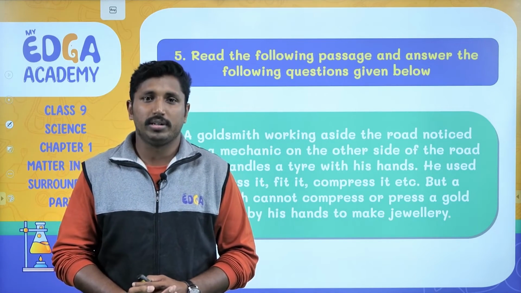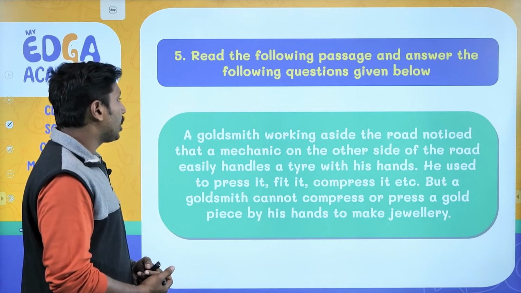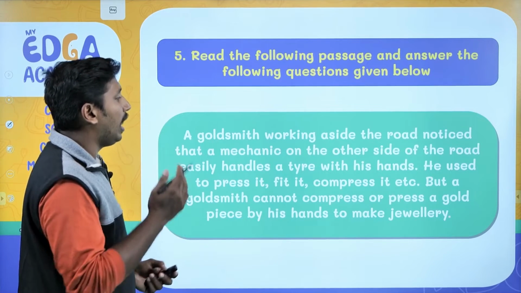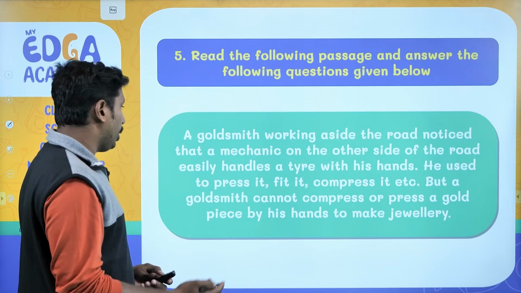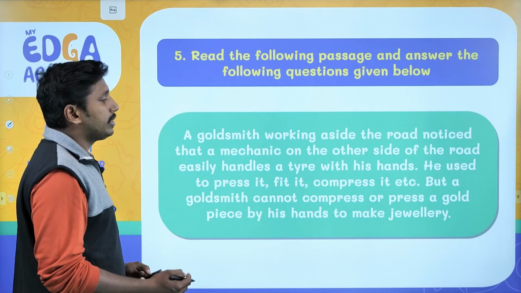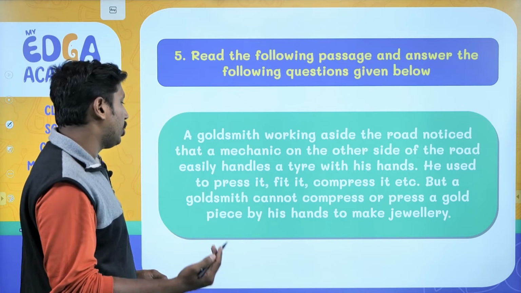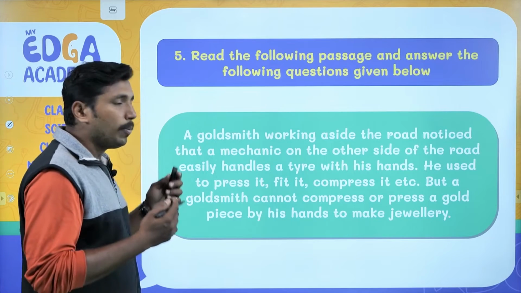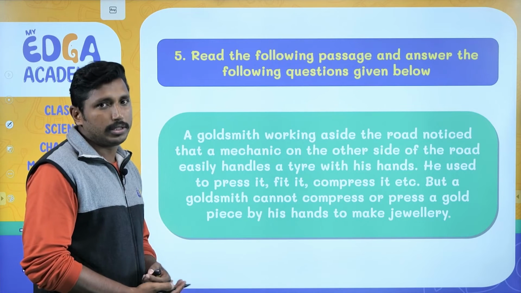Moving to the next question. Next is a passage. Let's read the passage first. A goldsmith working aside the road noticed that a mechanic on the other side of the road easily handles a tire with his hands. He used to press it, fit it, compress it, etc. But a goldsmith cannot compress or press a gold piece by his hands to make jewelry. We need to analyze this passage and answer some questions on behalf of this.